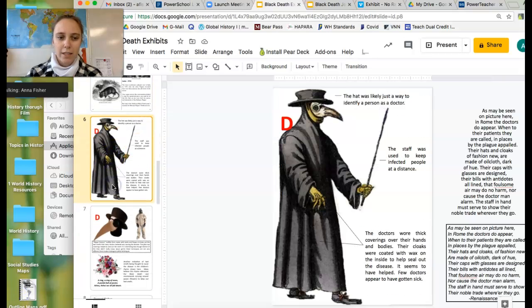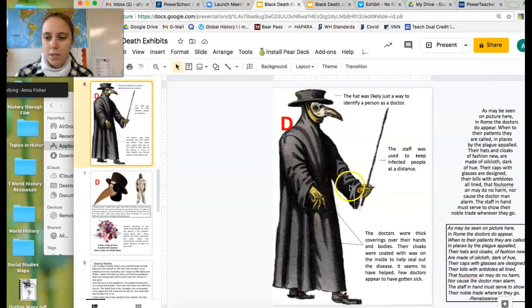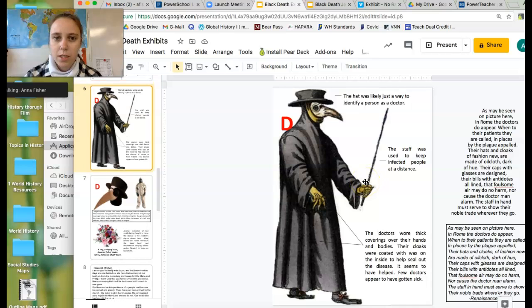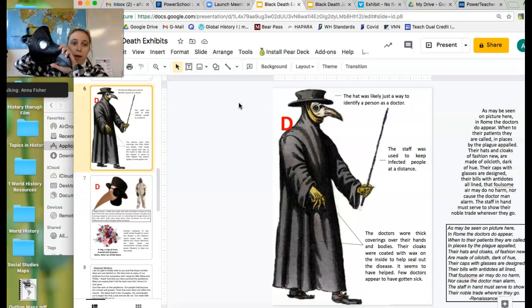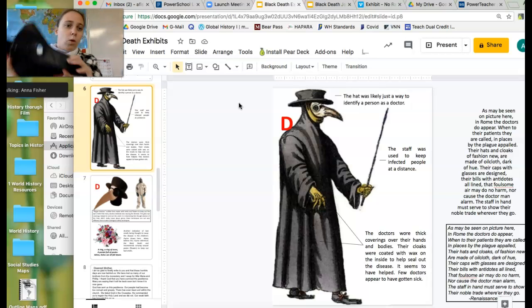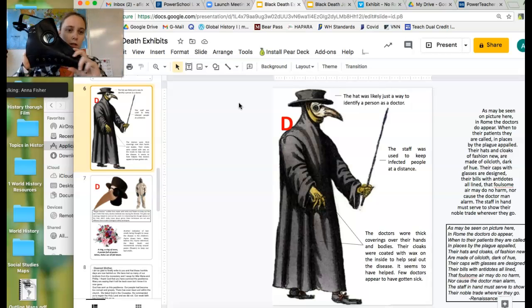Alrighty, we'll move on to D. So D has a pretty interesting thing here. As you can see, this looks very similar to my mask here. This mask was, yes, only $10 on Amazon. Best waste of $10 I've ever spent. However, this was used. This is a historic thing that was used.